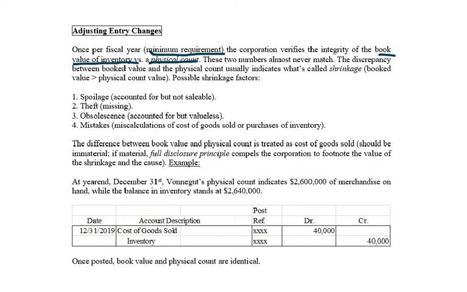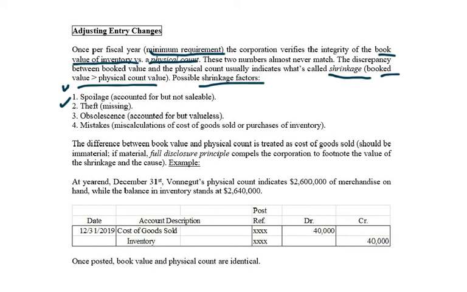Now, your discrepancy between the booked and physical count is usually going to indicate what would be generically labeled as shrinkage, meaning booked value is greater than the physical count. Here are the things that are going to account for why your inventory has shrunk in the interval. Number one is a pretty obvious one, spoilage. It's counted for, but it's not saleable. There was a hole in the roof of your storage facility, you didn't realize it, and a bunch of stuff's been destroyed. Theft, it's just missing.